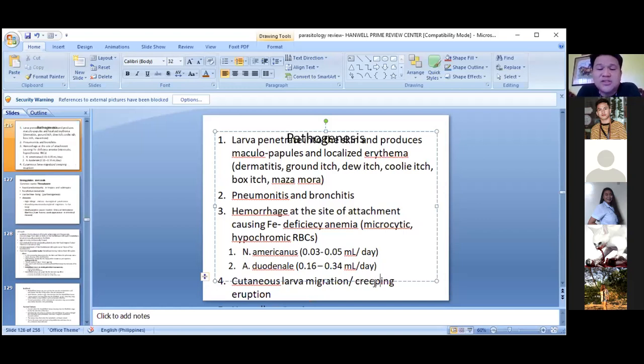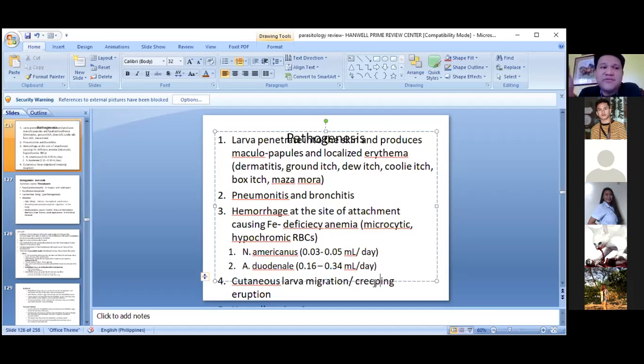Why? Because of the CLM, cutaneous larva migrans or the creeping eruption. Ano ba yung cutaneous larva migrans or creeping eruption? These parasites penetrate your skin. The mode of transmission is still skin penetration. The infective stage of the parasite is still the filariform larva, and they create tunnels in your skin. But remember, they do not grow as adults in man.